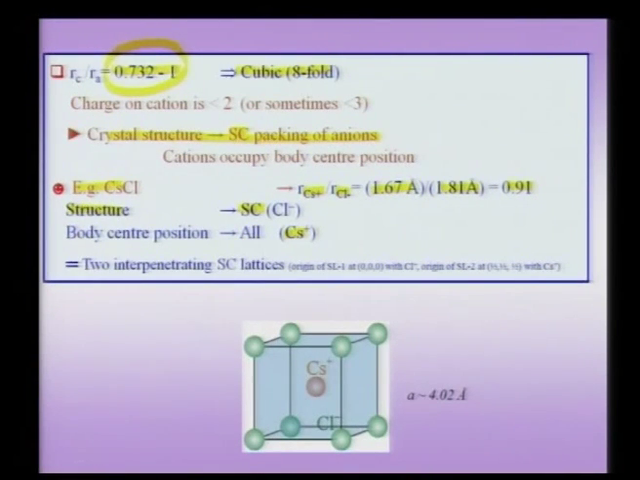Again, in this case you note that we are approaching a radius ratio which is very close to 1, therefore my cesium ion is almost as big as my chlorine ion.